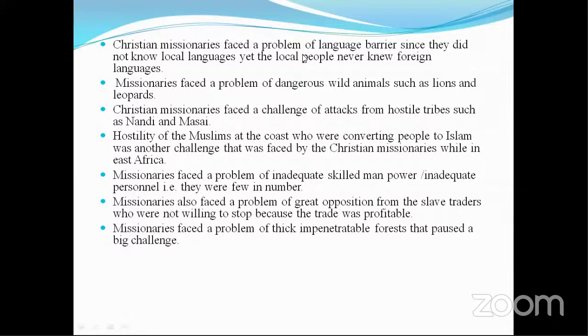Irene? Teacher, the meaning of rivalry. Oh, the meaning of rivalry. Rivalry is similar to competition, like they were fighting for. Each side wanted to win these Africans on their side. So like fighting for, that is rivalry. You understand?